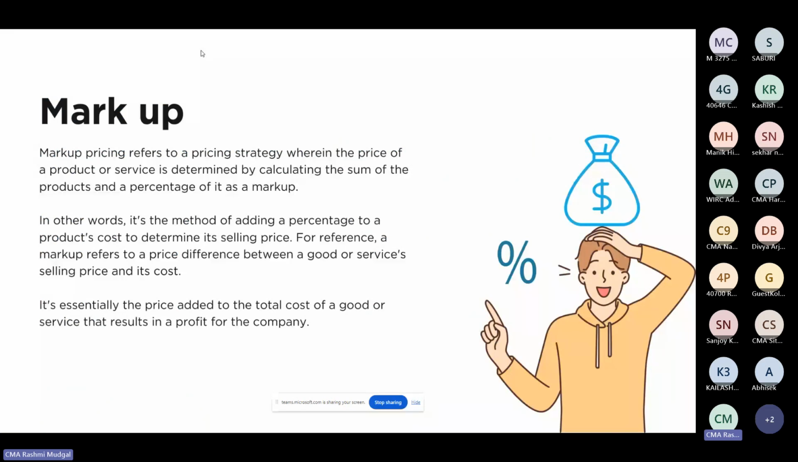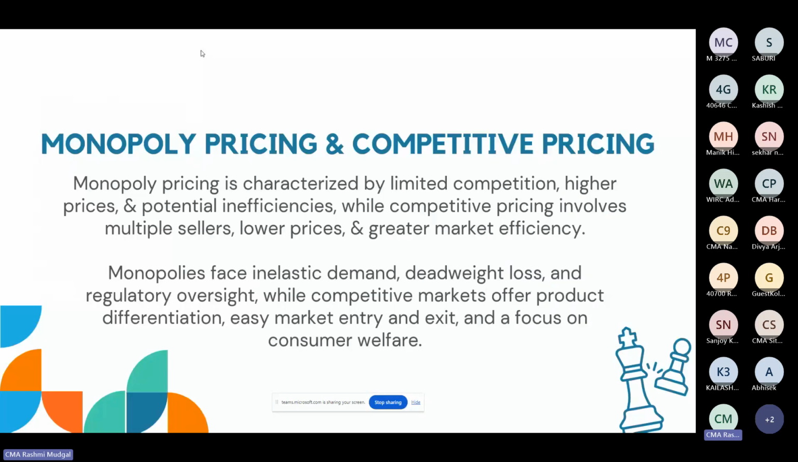Now we are going to the two things, that is monopoly pricing and competitive pricing. What does monopoly mean? Monopoly means one and only. There is no other person in the market. That is monopoly pricing. I can set whatever price I wanted in the monopoly market, where limited competition is there, higher prices will be there, and potential inefficiency is also there. While competitive pricing involves multiple sellers, there are so many sellers, lower prices, and greater market efficiency.